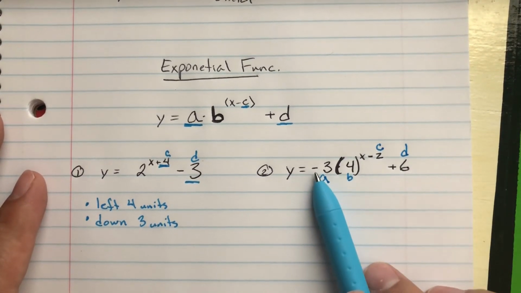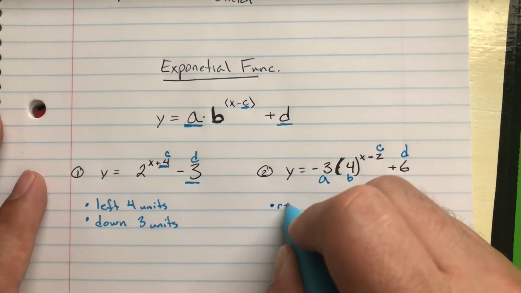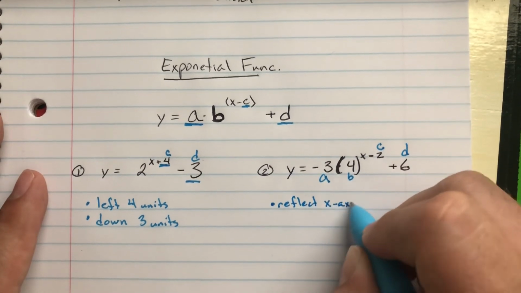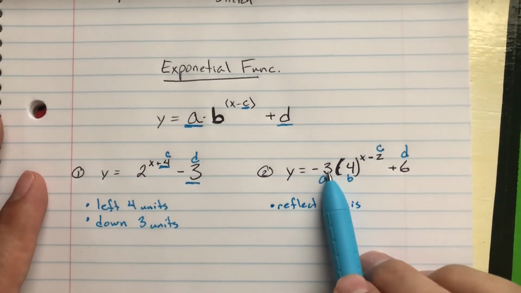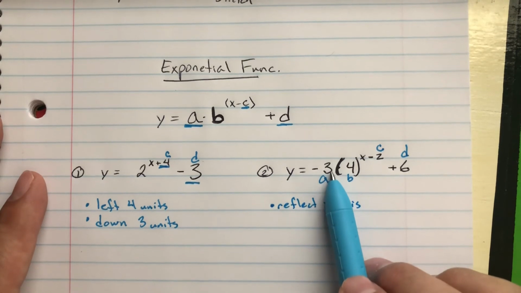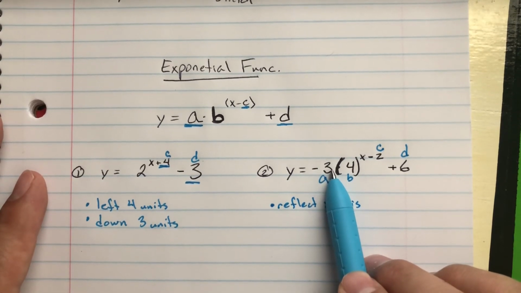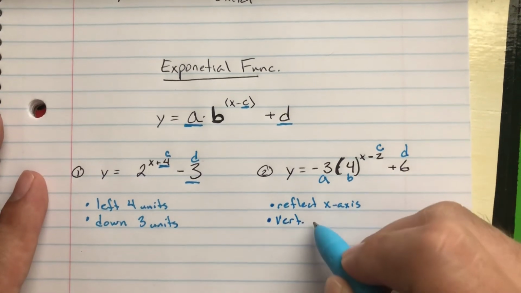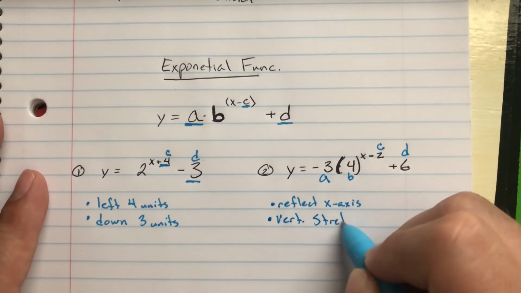So I look at my A. The first thing I notice is that it is negative, so we know right off the bat we're going to have a reflection over the x-axis. And then I just take the absolute value of this. This 3 is greater than 1. So when A is greater than 1, we also have a vertical stretch.